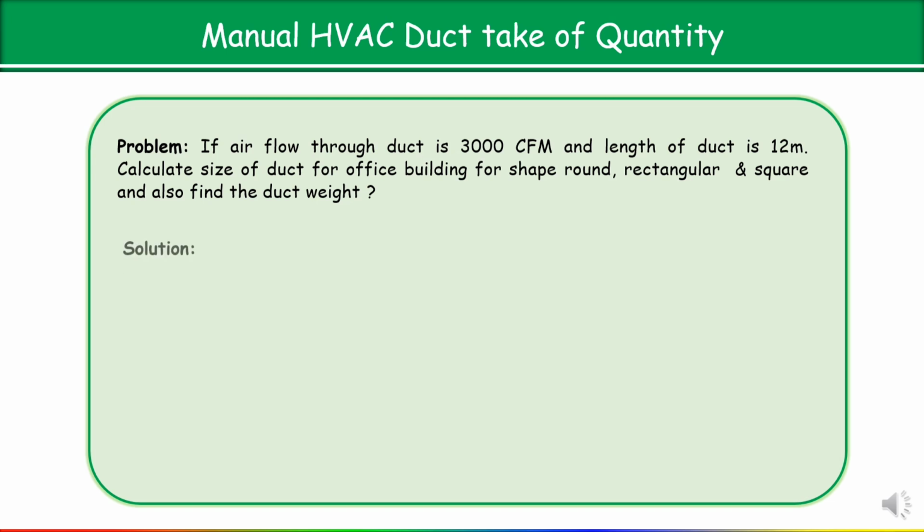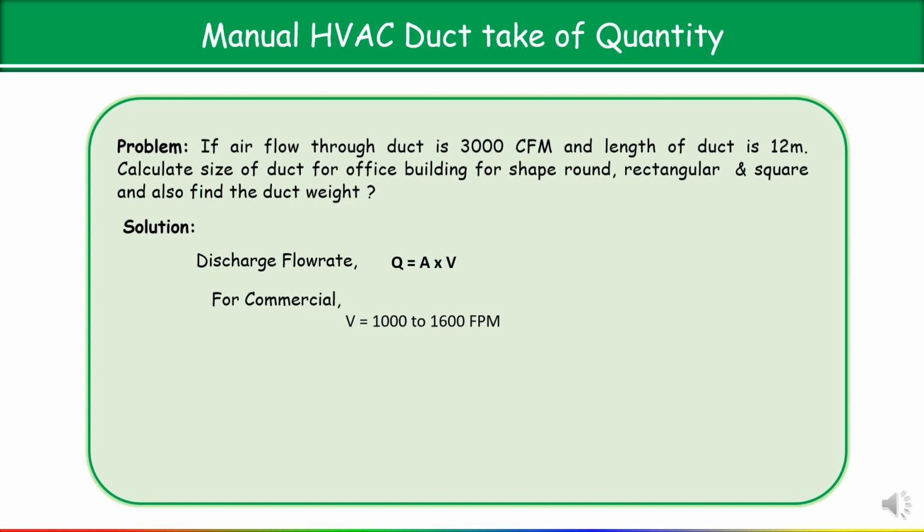First, what is given here? The discharge flow rate is given. All of you know the formula to calculate the discharge flow rate: Q is equal to AV. Here Q is the discharge flow rate, and it is given in the question. And all of you know, is an office building commercial, residential or industrial? An office building comes under commercial building.